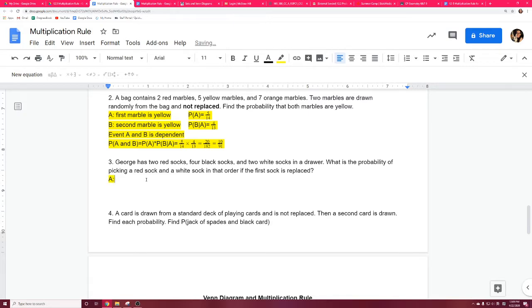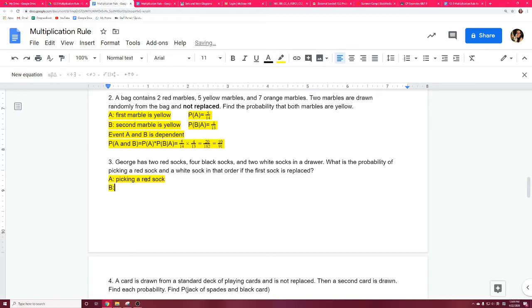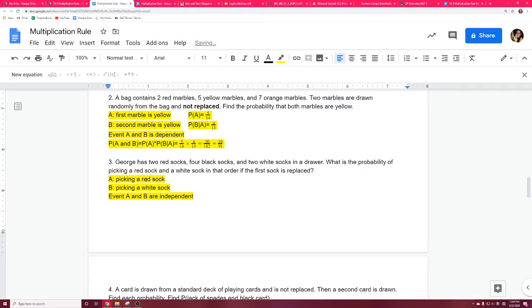Again, let me write down and define the events. Event A will be picking a red sock. Event B will be picking a white sock. We said they are independent because there is a replacement and each draw does not influence the other. Then we want to find the probability of A and B. Again, we're going to use this formula. All right, calculate the probability of A on the top.